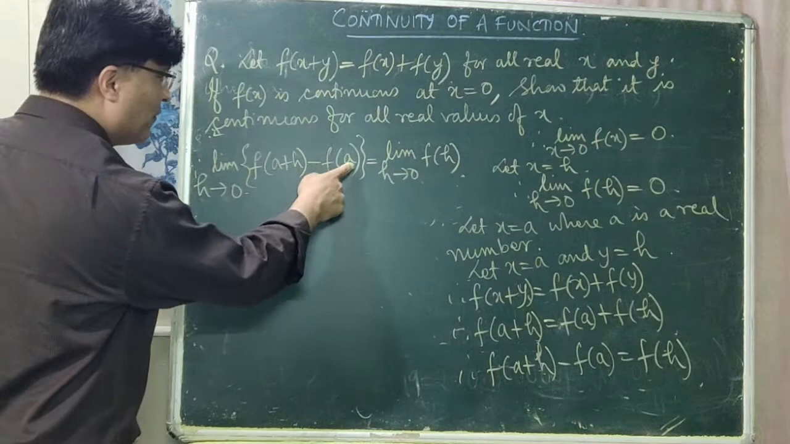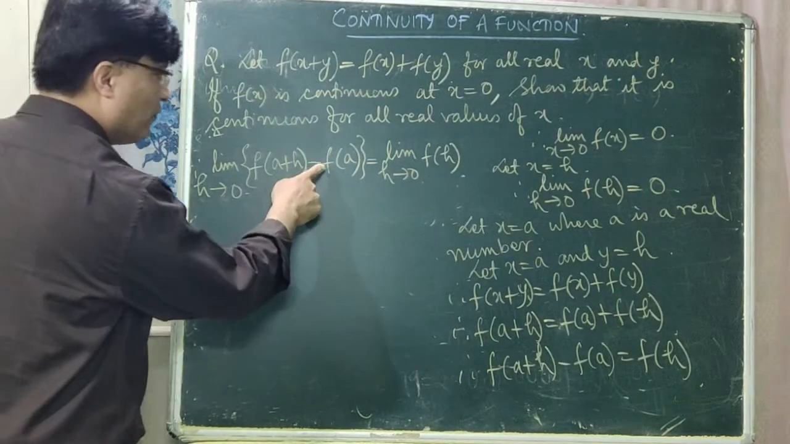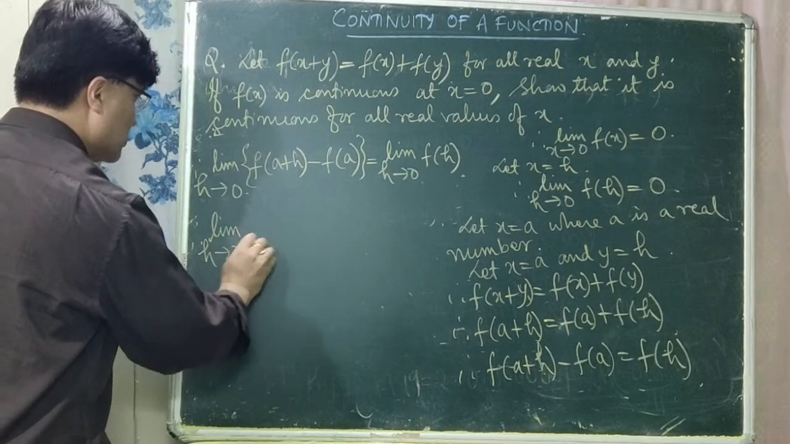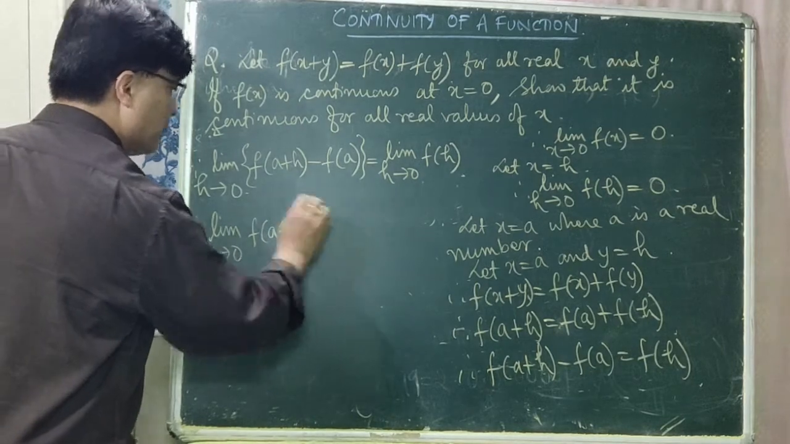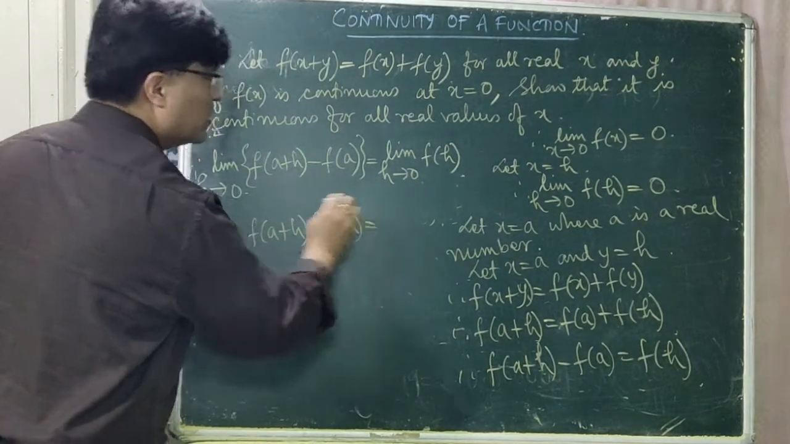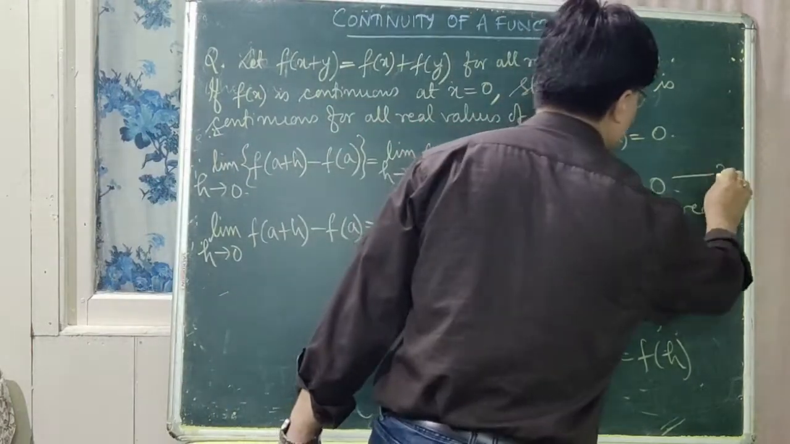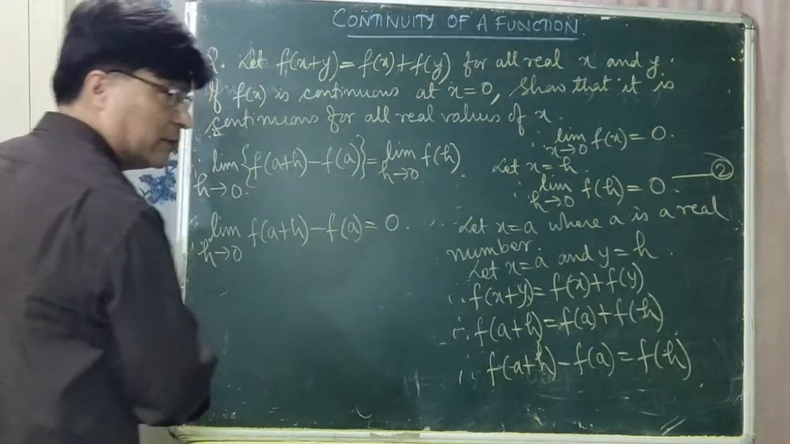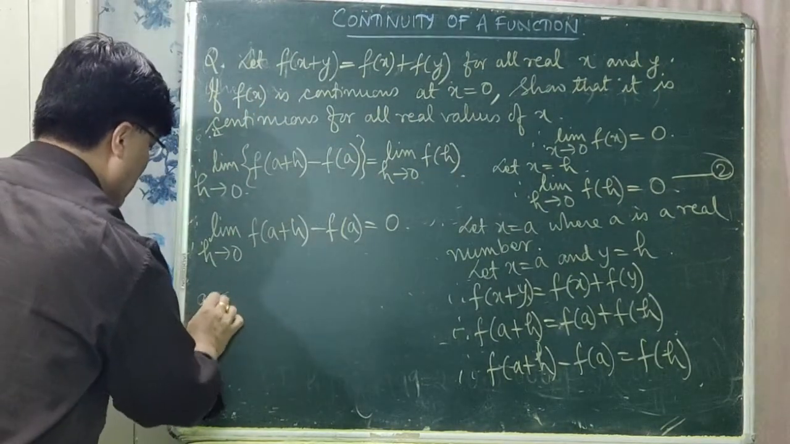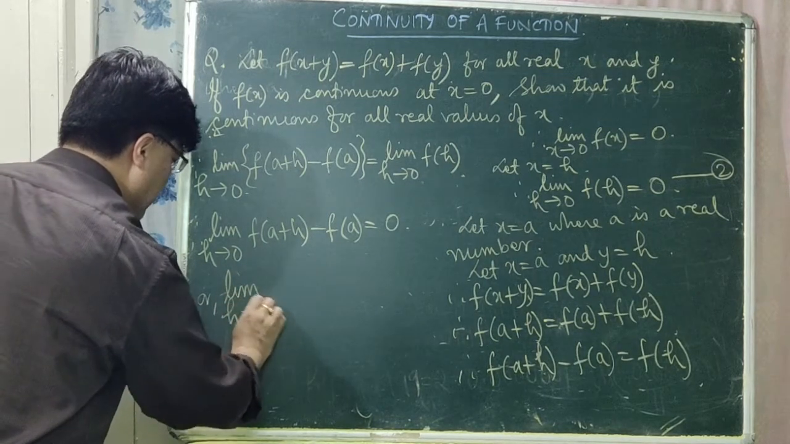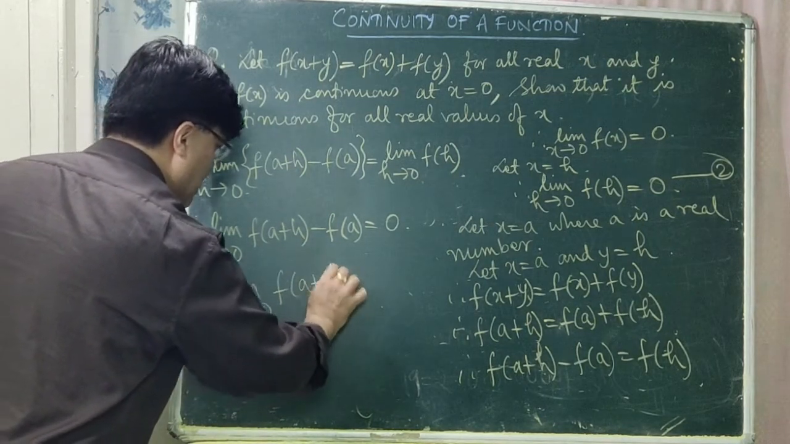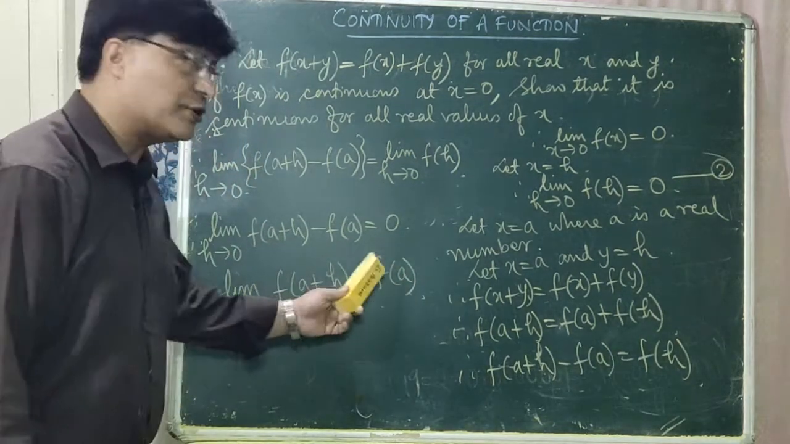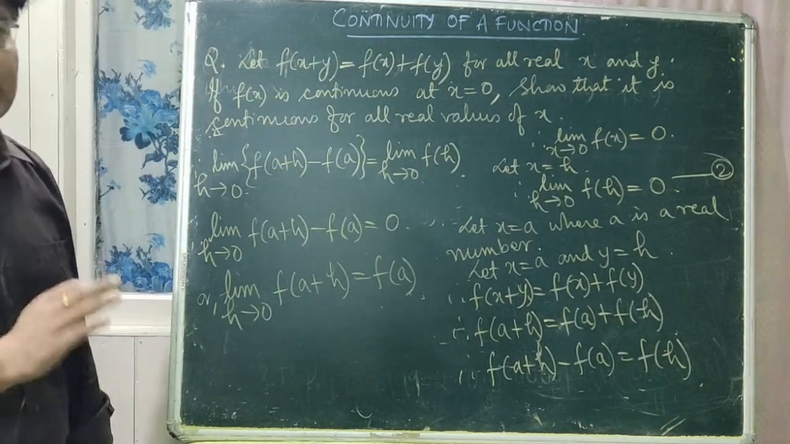Since this f of a is free from h, for f of a you don't have to write down the limit. Therefore, limit h tends to 0, f of a plus h minus f of a is equal to, let us mark it as number 2, limit h tends to 0, f of h is equal to 0. In this case, you can put 0 out here. So minus f of a, take it to the right hand side, and this will be limit h tends to 0, f of a plus h is equal to f of a.